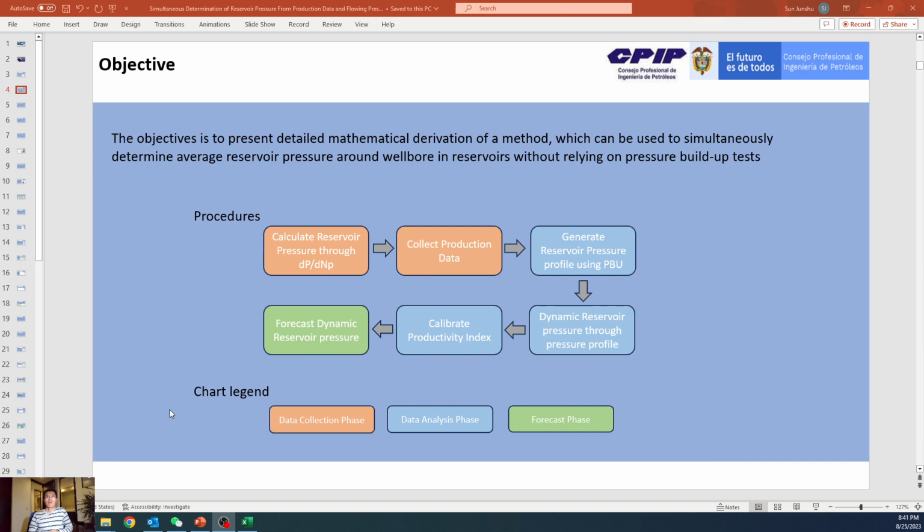Fifth, calculate the productivity index and calibrate it using steady state periods. Sixth, forecast dynamic reservoir pressure using the productivity index and other data.